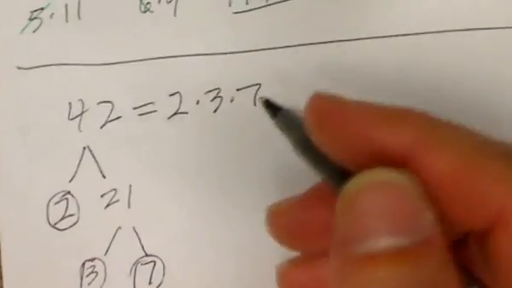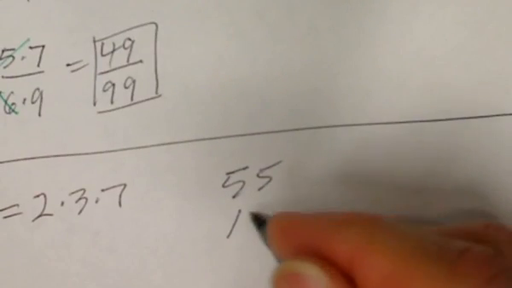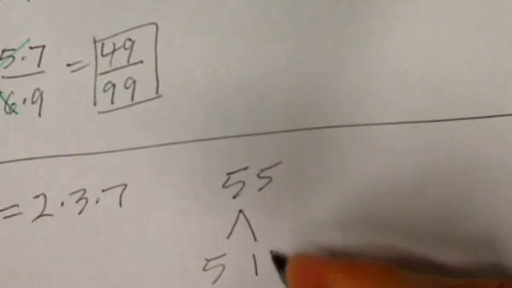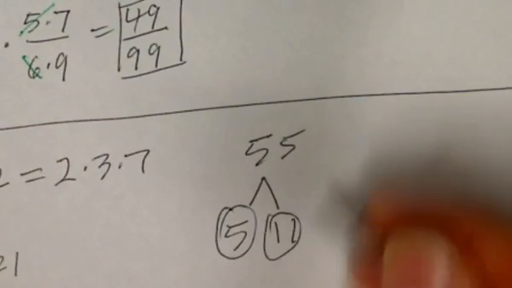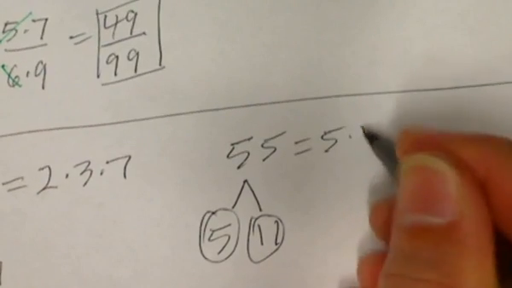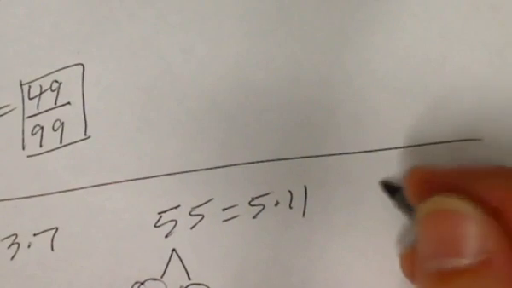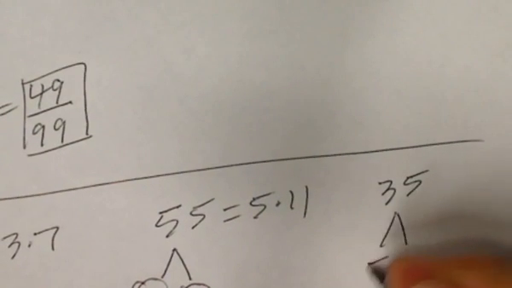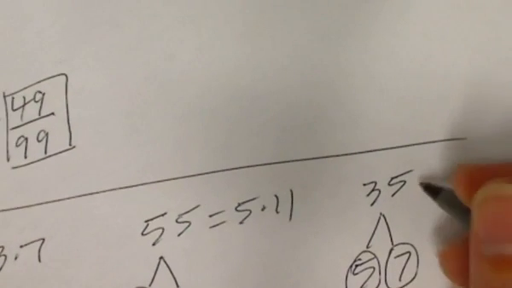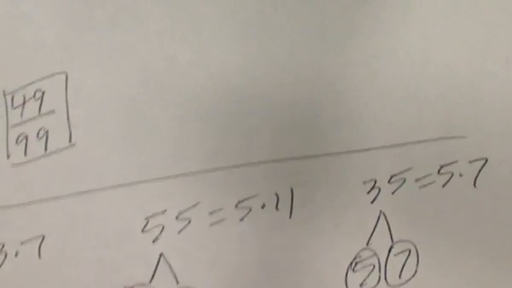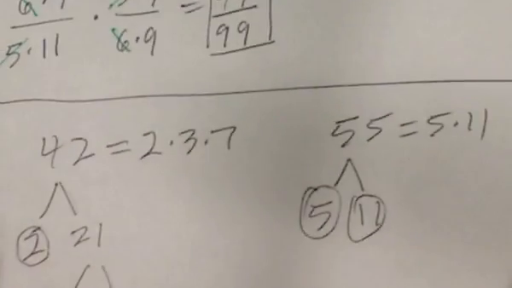The other 3 numbers need to be written in their prime factorizations. You have 55. Well, that's easy. 55 is divisible by 5 and 11. 5 and 11 are both prime, so you're done. 55 is 5 times 11. And the other numbers, 35 in the numerator, that's also easy. 35 is 5 times 7, and those are prime. And the last number was 54.